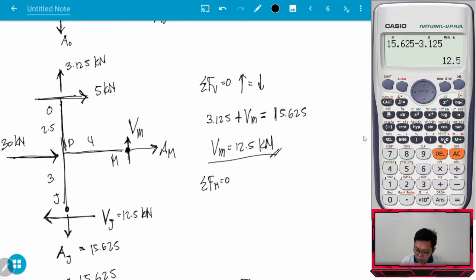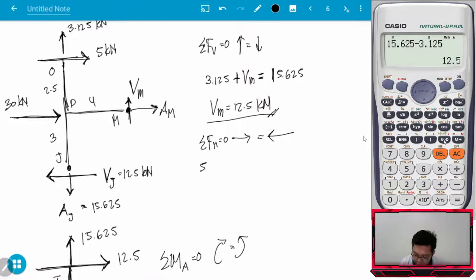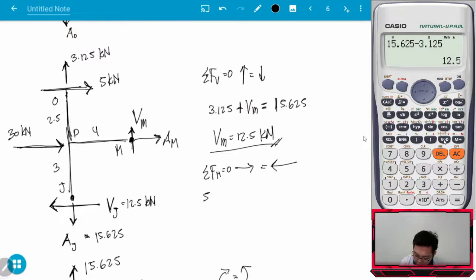Forces horizontal is equal to 0. To the right equals to the left. Okay? So, yung forces to the right, ano yung force natin to the right, guys? You have yung 5 kilonewton. Okay? 5 kilonewton. So, ano pa? Yung 30 kilonewton, wag yung kalimutan. 30 kilonewton. We have AM, to the right din kasi yung AM, plus AM.